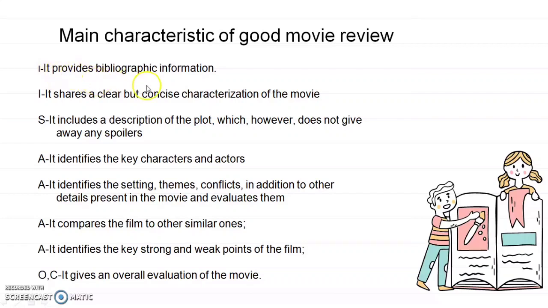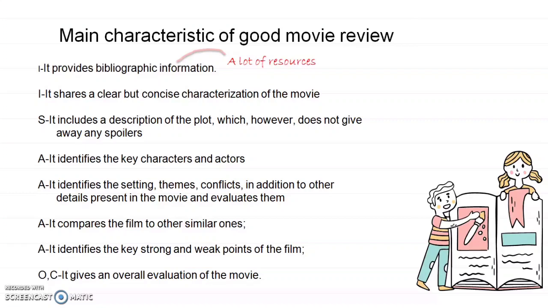It provides bibliographic information. So what is bibliographic information? It is a lot of resources. Okay, the resources that you take from the information you took from the internet, or you went and watched the movie for yourselves. Okay, banyak maklumat-maklumat yang kamu dapat.